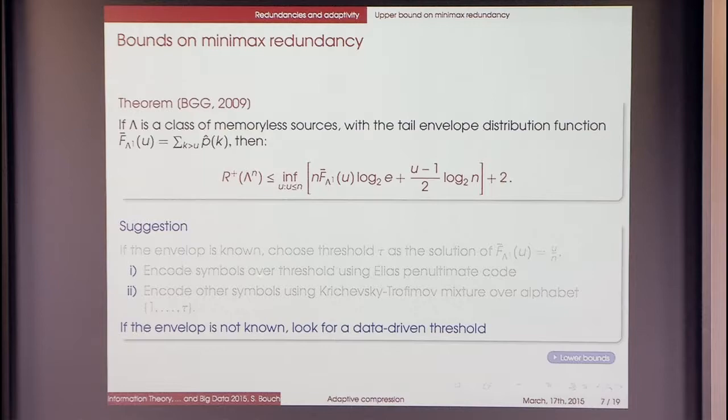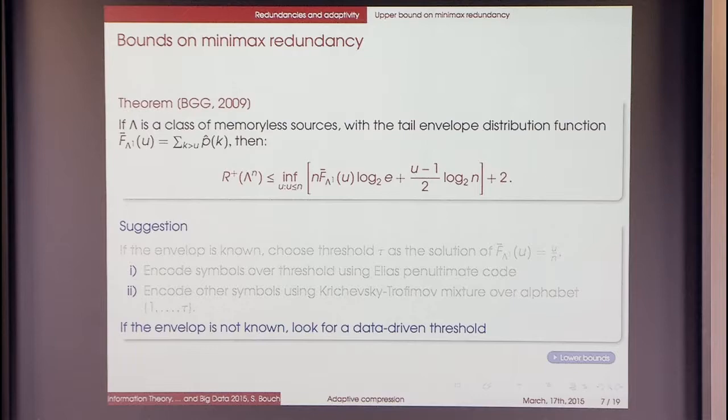All the symbols that are larger than the threshold, all the peaks over threshold, will be encoded with a general purpose, one size fits all code. For example, one of these Elias codes, it's two times, or a little bit more than, the length of the binary expansion of the symbol. And all the others will be encoded using a good Krichevsky-Trofimov mixture over an alphabet of size the threshold. And if the envelope is not known, you need to look for a data-driven threshold.